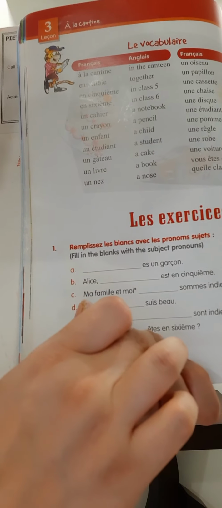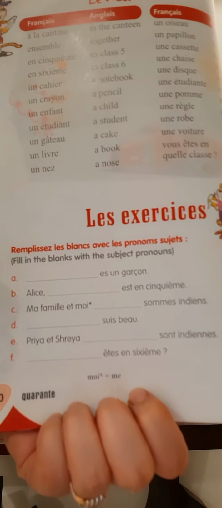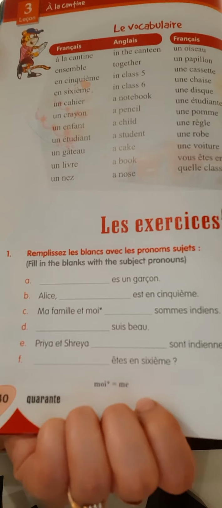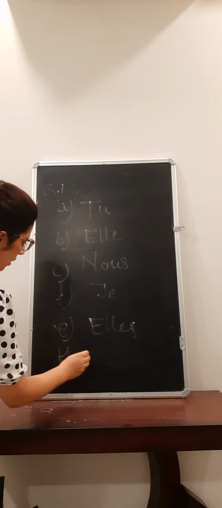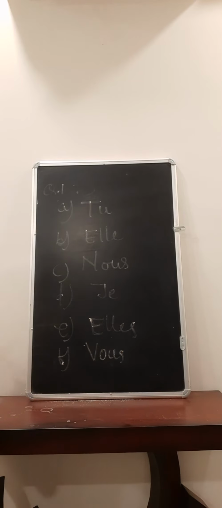Now, blank êtes en sixième. Êtes comes with vous only, V-O-U-S. You all are in sixth. So the F part is V-O-U-S, vous. You are.